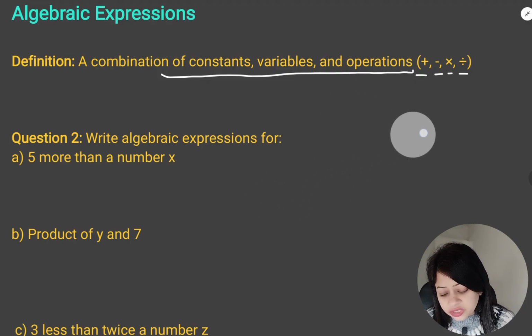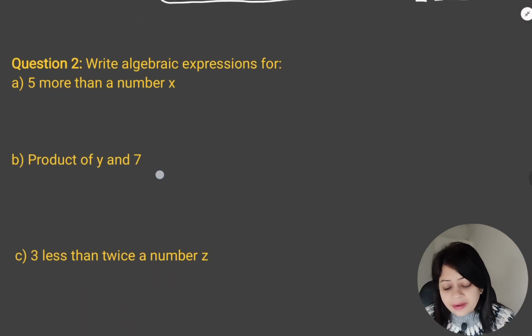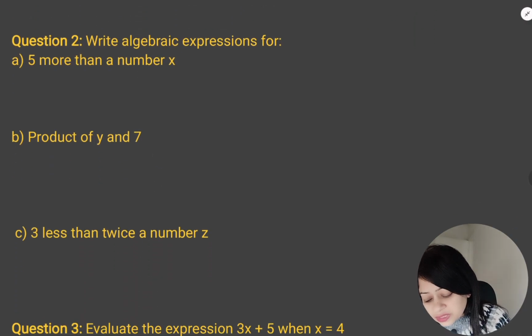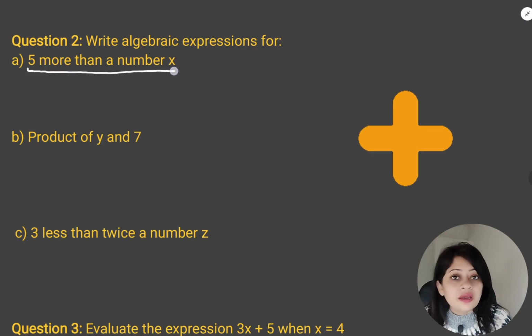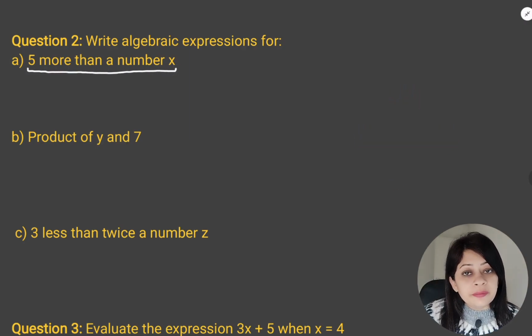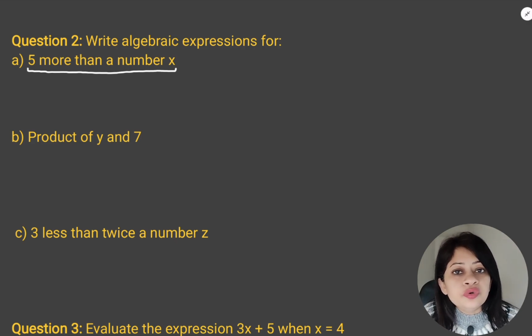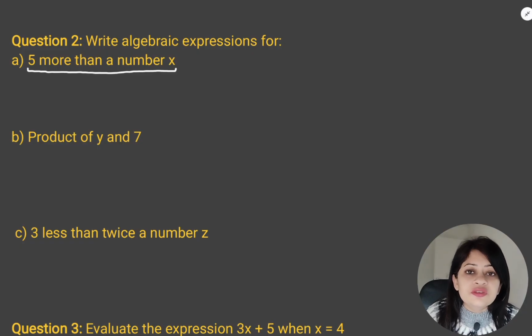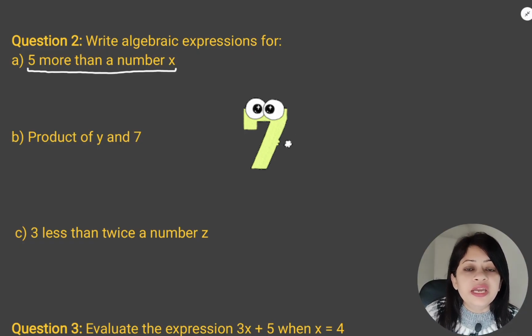So here, what do we have? We will do questions now. The question is, write an algebraic expression for: first, 5 more than a number x. 5 more than means if I say I will give you 2 kroner more than your brother. Okay. So what will you get? Suppose your brother is getting 5 kroner and you are getting 2 more.